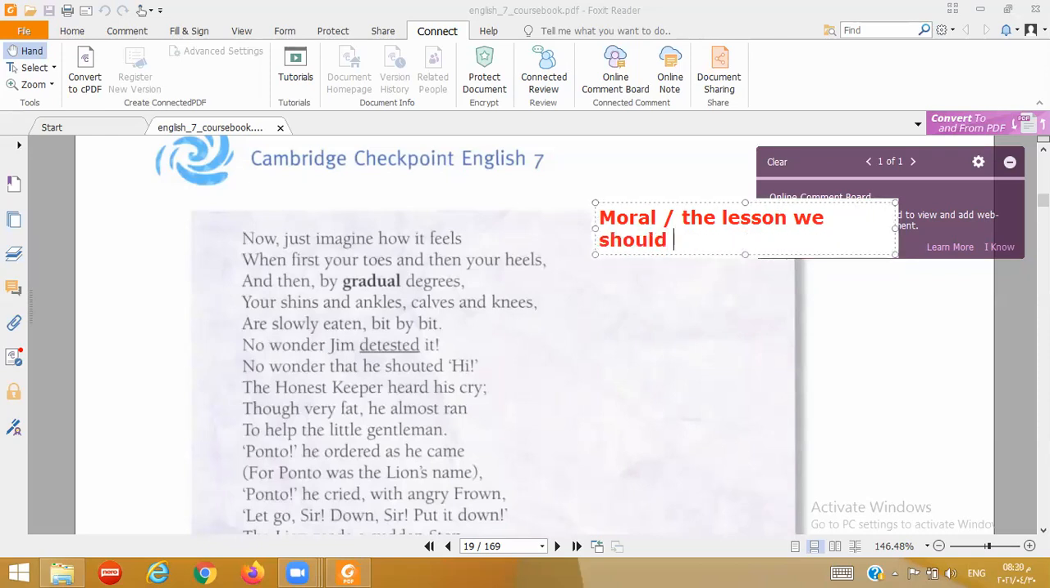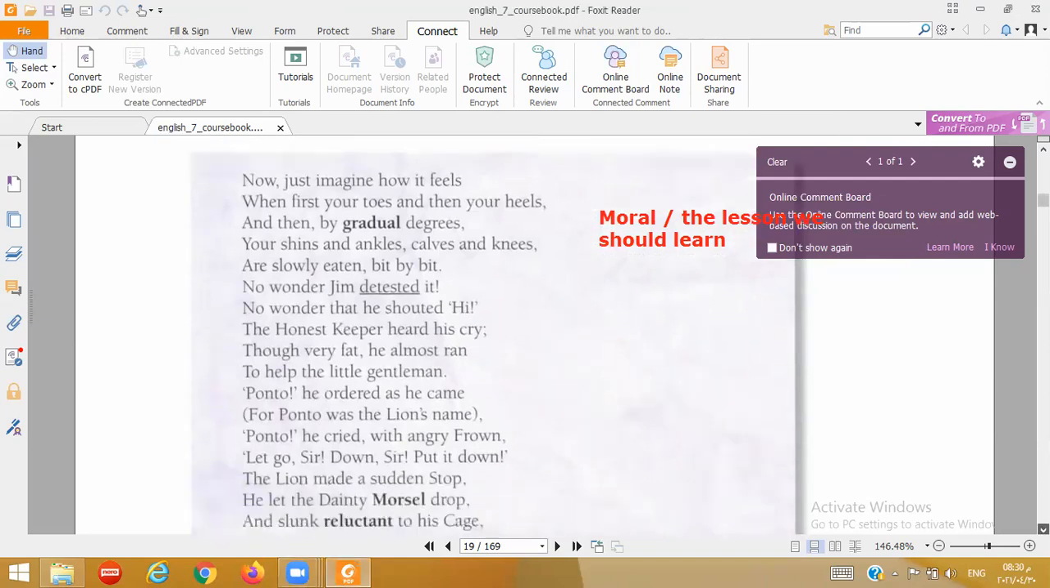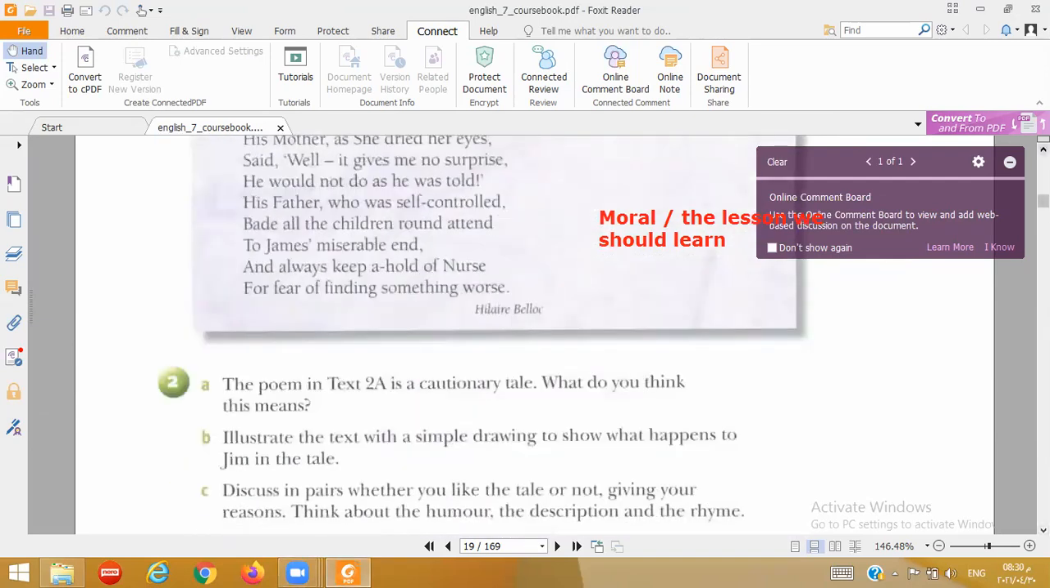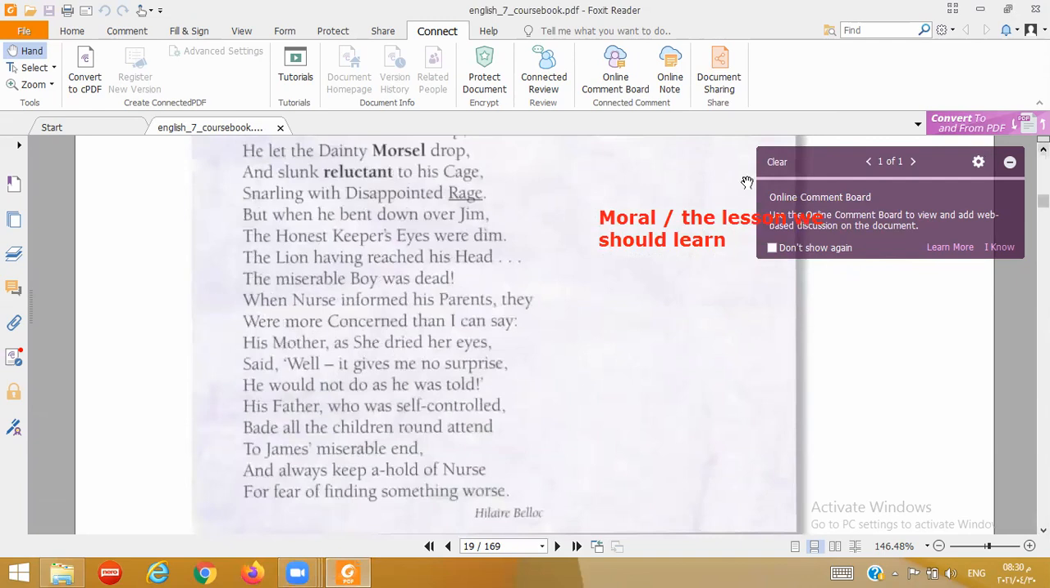Like, don't walk into a lion cage. Or to follow the nurse. Yeah, that's it. Keep hold of a nurse. Like if you are on a trip, never leave your teacher's hand.